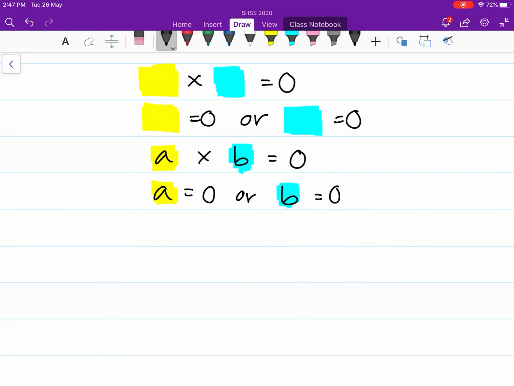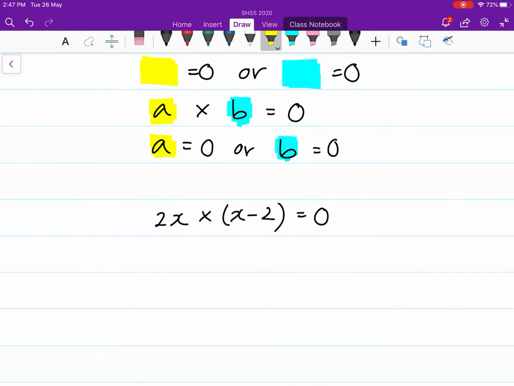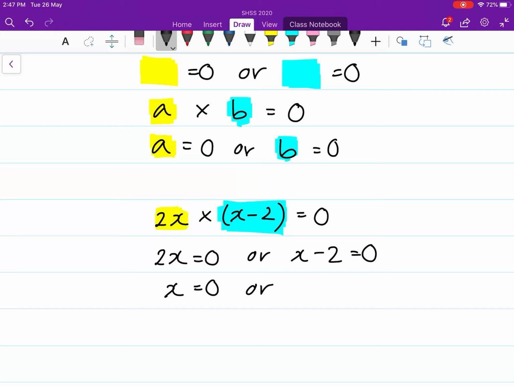I'm going to add in a little bit more algebra this time. I'm going to add in x and y. So if I have 2x multiplied by x minus 2 equals to 0, you see, I have the yellow color one multiplied by the blue color one equals to 0. So from here we know either the yellow color one is equal to 0 or the blue color one is equal to 0. Divide by 2, this is 0, or plus 2 on both sides, this is 2. So this is yellow color equals to 0 or blue color equals to 0. This is the main concept of this entire worksheet.